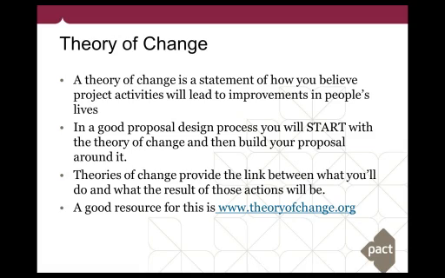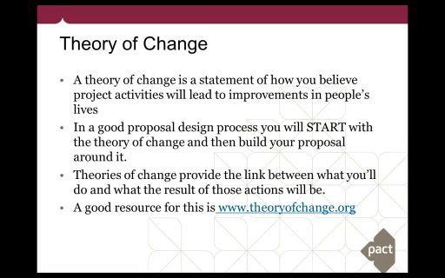A theory of change is essentially what it sounds like. It's the idea that you have of how your project activities are actually going to lead to improvement in people's lives. So why it is that you think your given project creates positive change. Usually, you'll already have some idea of this in mind, and your proposal design process should start with the theory of change, and build your proposal further around that.